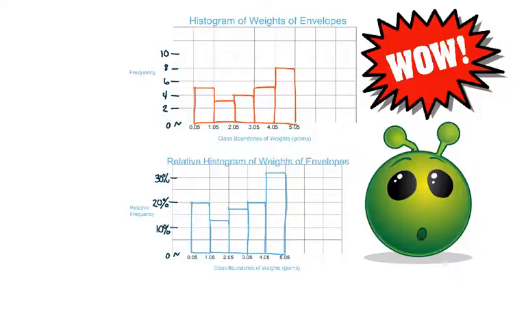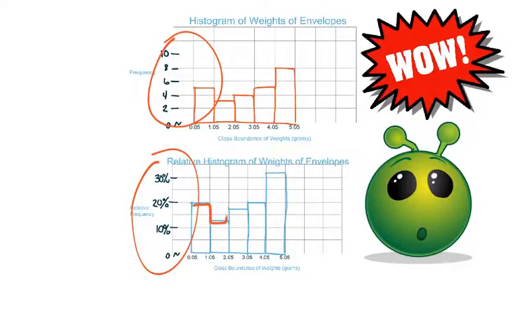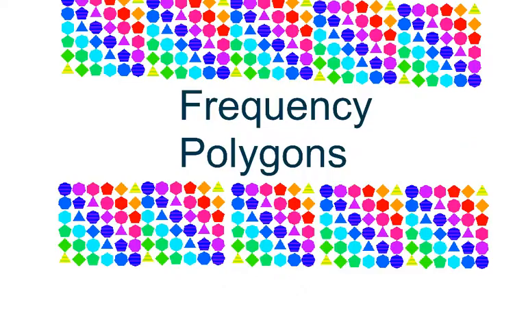Now, something to keep in mind, and I'm just going to show it for the histograms, but no matter which type of data display we do, the regular graph and the relative graph will look exactly the same. It's just a vertical stretch or compression depending on the difference in the way the scales come out. So keep that in mind. Notice that the general shape of the top is the same. Very important. So now we're going to take a look at frequency polygons.